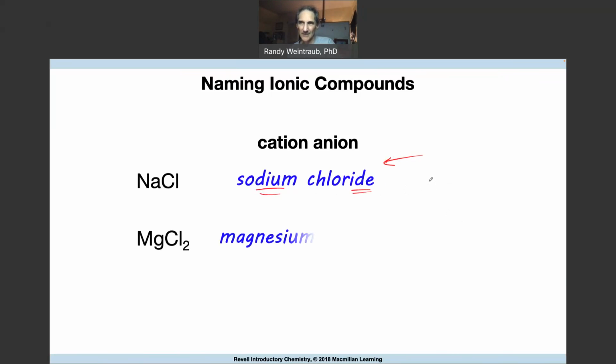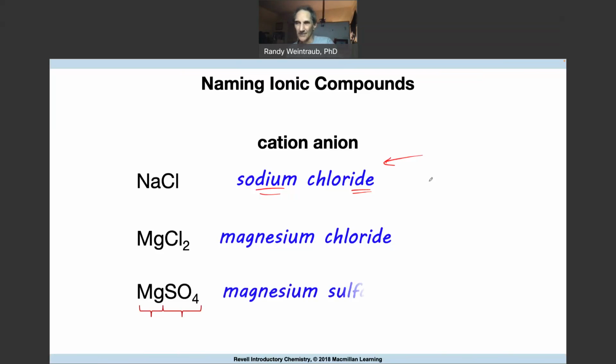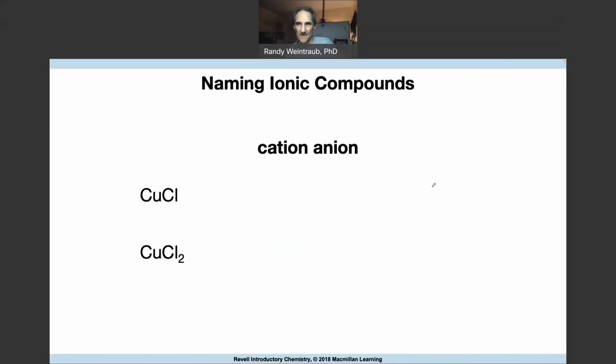Compounds containing polyatomics, in a similar manner, we state the metal first and then the polyatomic, for magnesium sulfate. For transition metals with more than one possible charge, it's important to include the charge of the ion in parentheses in the name when written.